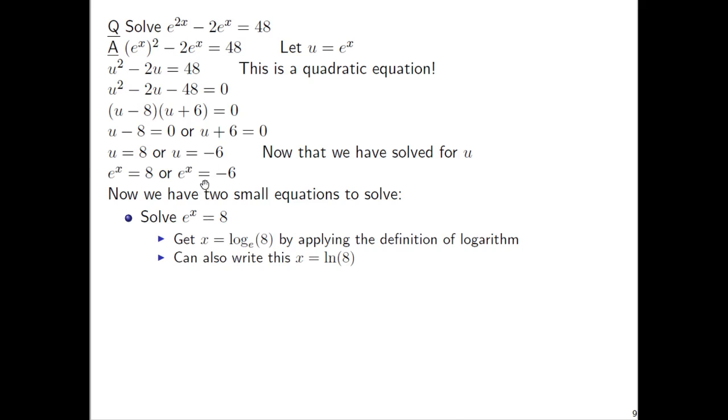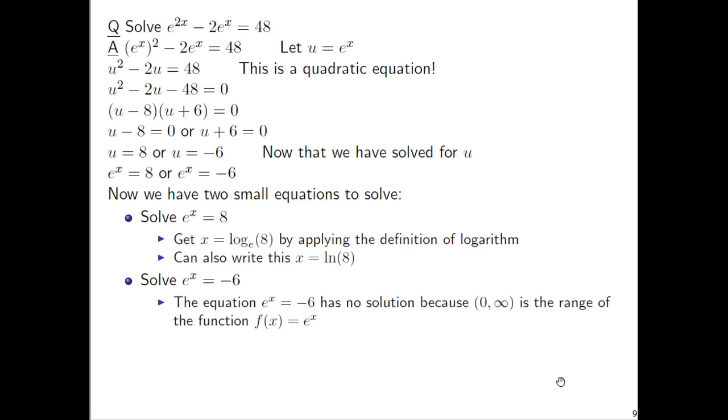What about the second equation, e to the x equals negative 6? How do we solve e to the x equals negative 6? Well, there's two approaches. One approach is one that we saw a little while ago: the equation e to the x equals negative 6 has no solution because the interval 0 to infinity is the range of the function f of x equals e to the x. So the range is talking about the outputs of this function. So e to the x, what value can it take on? The value of e to the x would only simplify to be a number that's between 0 and infinity. So how could e to the x ever equal negative 6?